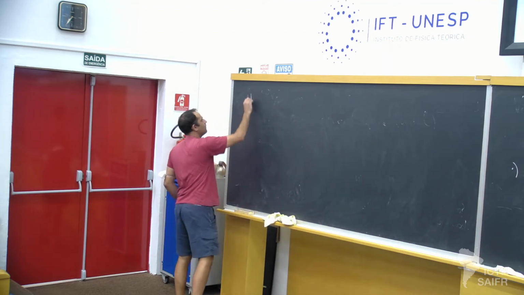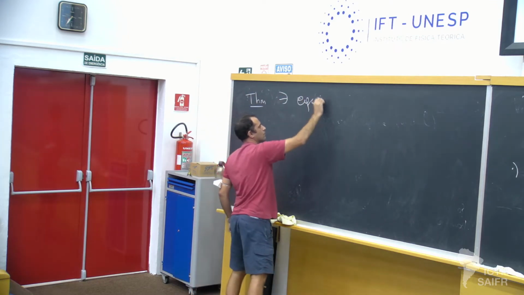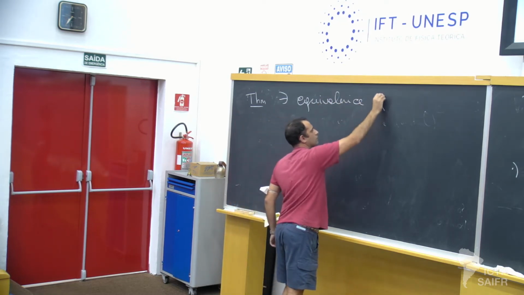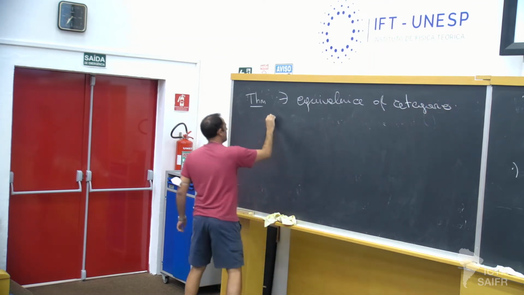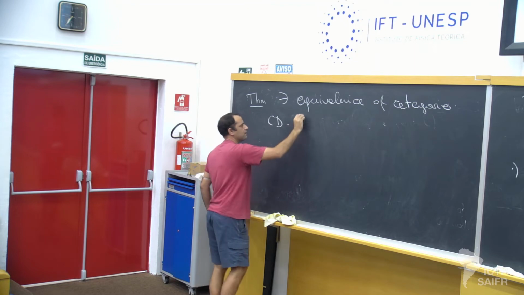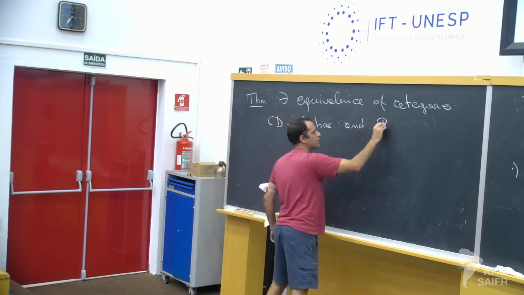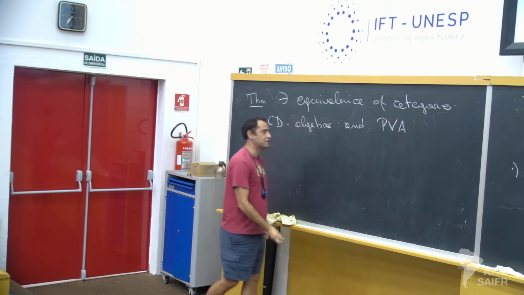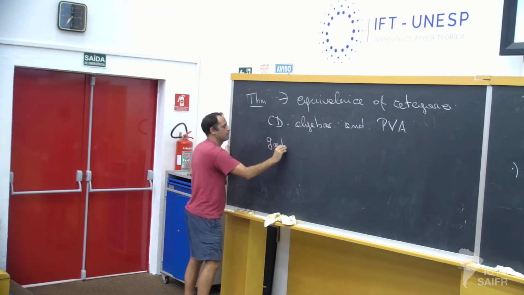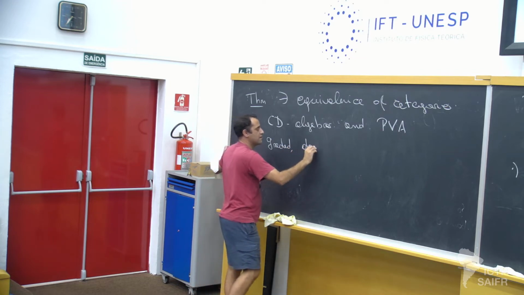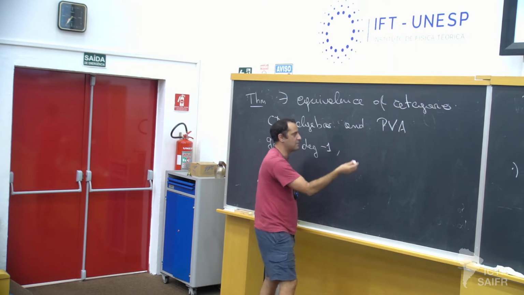So theorem, there exists an equivalence of categories between Courant-Dorfman algebras and Poisson vertex algebras with a bunch of adjectives, which are the ones that I already told you for Poisson algebras. So graded, of degree -1, namely the lambda bracket is of degree -1, and freely generated over its degree 0 part by what happens in degree 1.